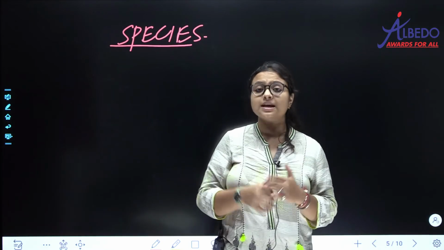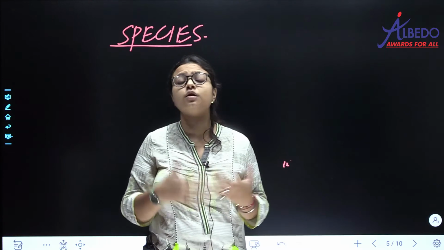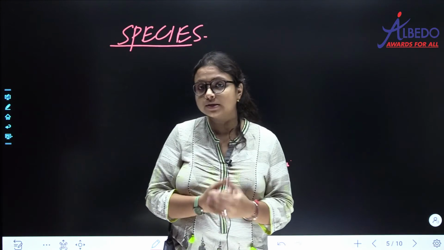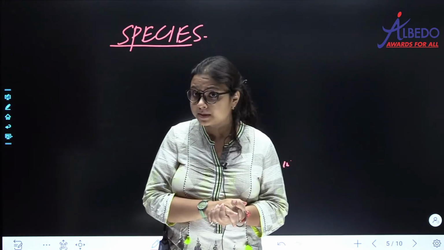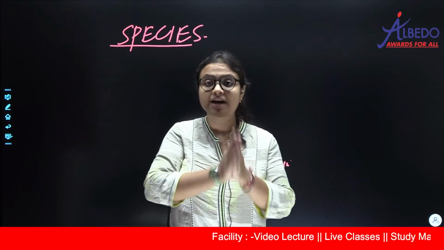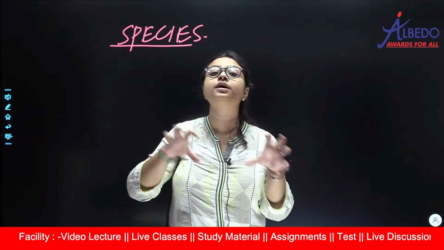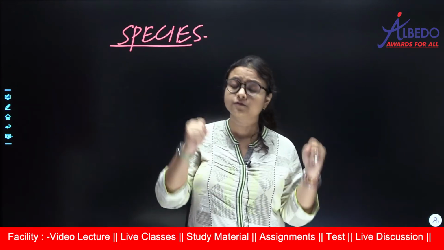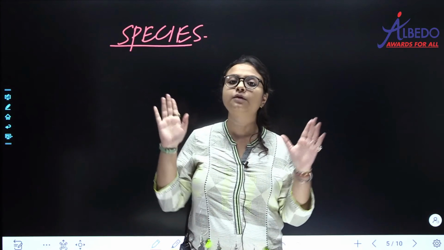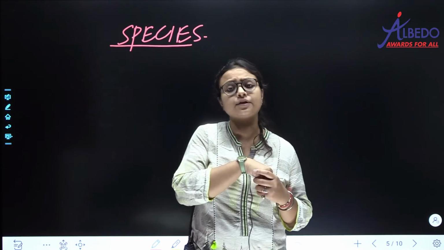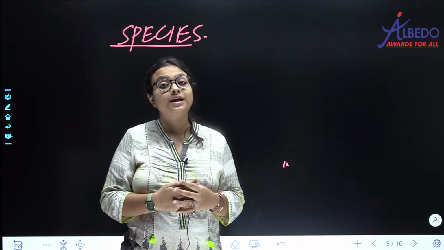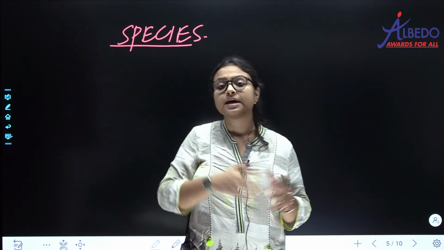What is the meaning of this? This means a group of organisms which are capable of reproducing. Take humans. They are capable of reproducing and capable of producing offsprings. Second point is that they are capable of producing fertile offsprings. That means the offsprings which they are producing must be able to reproduce further. We studied about fertility, fertile and sterile in reproduction. What is the meaning of fertile? Those organisms which can reproduce are called fertile, and those which cannot are called infertile.